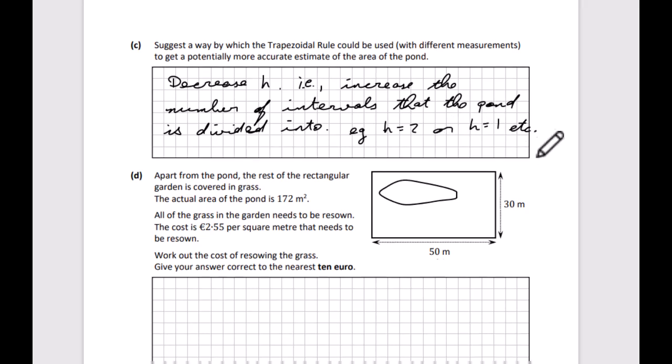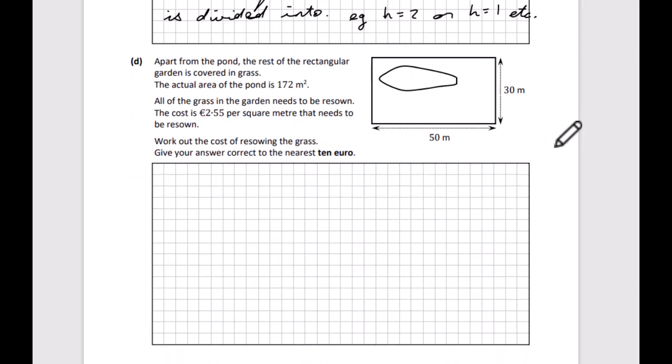Apart from the pond, the rest of the rectangular garden is covered in grass. The actual area of the pond is 172 meters squared, so we weren't too far off at 165. All of the grass in the garden needs to be resown. The cost is $2.55 per square meter that needs to be resown. Work out the cost of resowing the grass. Give your answer correct to the nearest 10 euros.